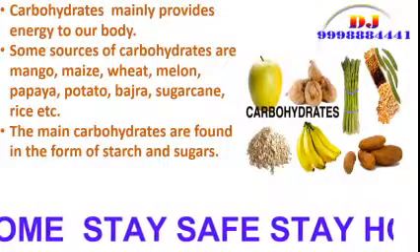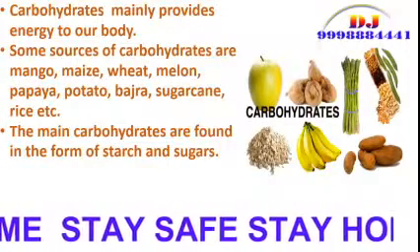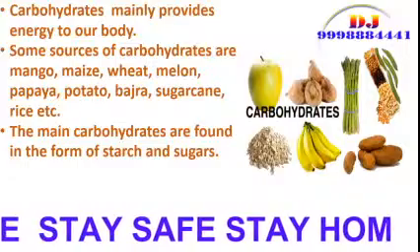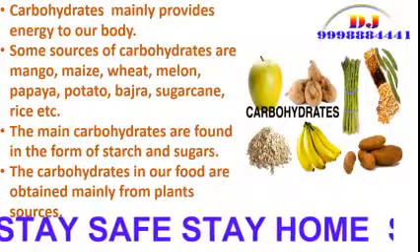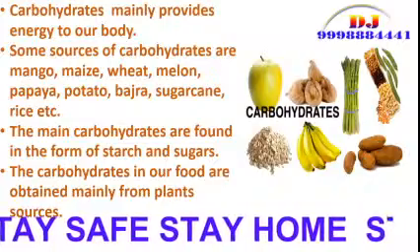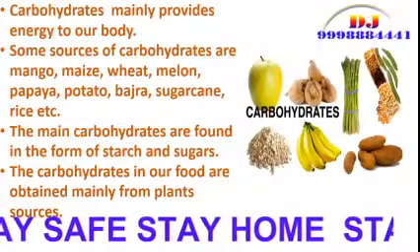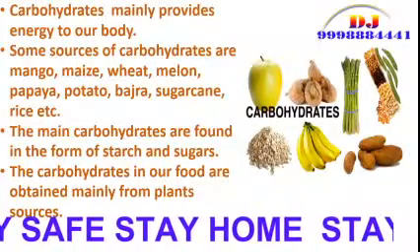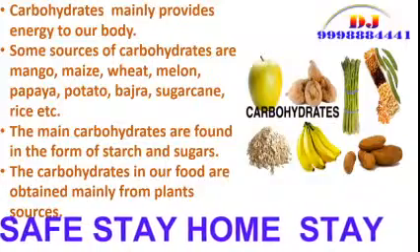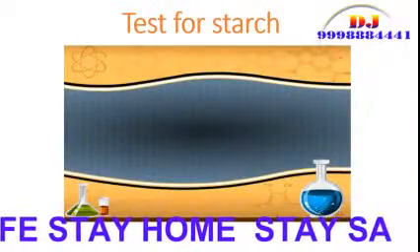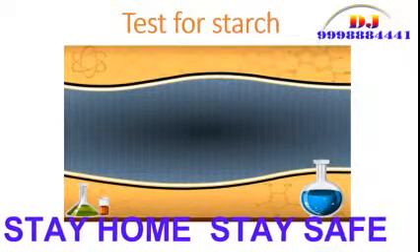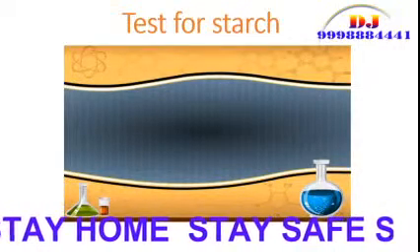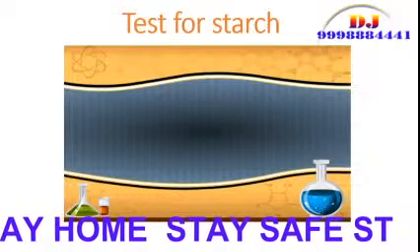The main carbohydrates are found in the form of starch and sugar. The carbohydrates in our food are obtained mainly from plant sources. Keep this in mind. Now you have come across the word starch. The main carbohydrates are found in the form of starch and sugar, right?